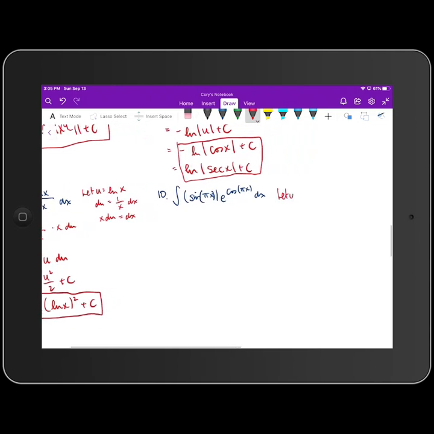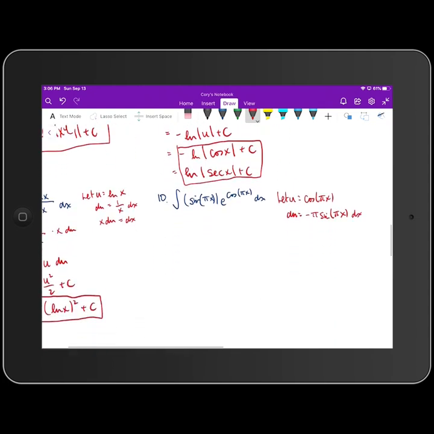And I'm going to let u equal the exponent for e, which is the cosine of pi x. So when I differentiate here, the derivative of the cosine of pi x is going to be negative pi times the sine of pi x, which we're multiplying by dx, which makes dx equal to du over negative pi times the sine of pi x. So I picked this example because here's one where we had to use chain rule when differentiating u, because u itself is a composite function.